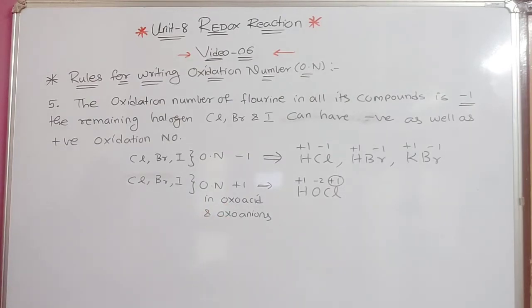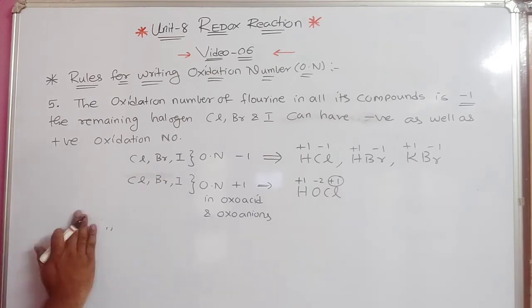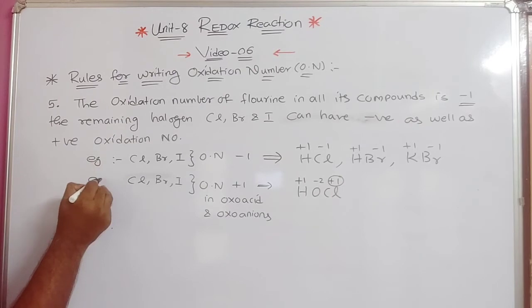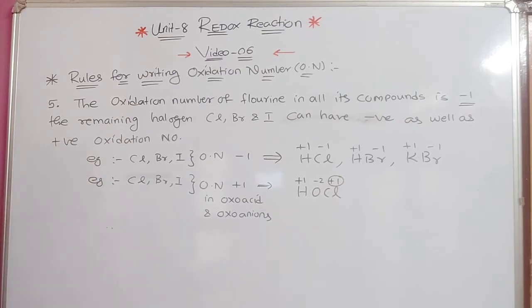That is the part given in your book. Now they have given one more example, that is positive oxidation number. I think in your textbook they have not given an example, but we can take this as an example. This one as an example, and this one also you can write down as an example.